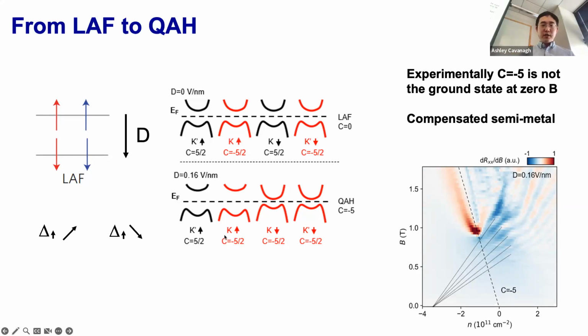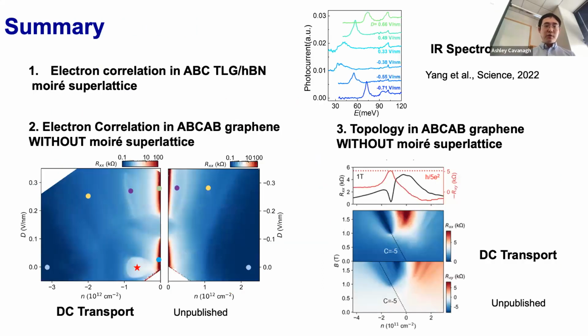Well, at this moment, this is more or less phenomenological. We don't know if this is the right picture to think of, but this observation of C equals -5 manifests that you can have a topological state in a crystalline graphene without moire. So to summarize, I've shown you what we have been doing by doing spectroscopy and DC transport in exploring the correlation topology phenomenon in graphene multilayers.